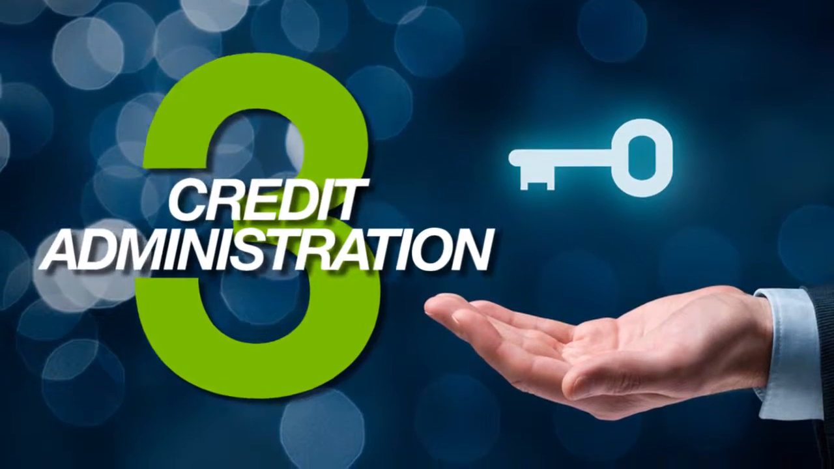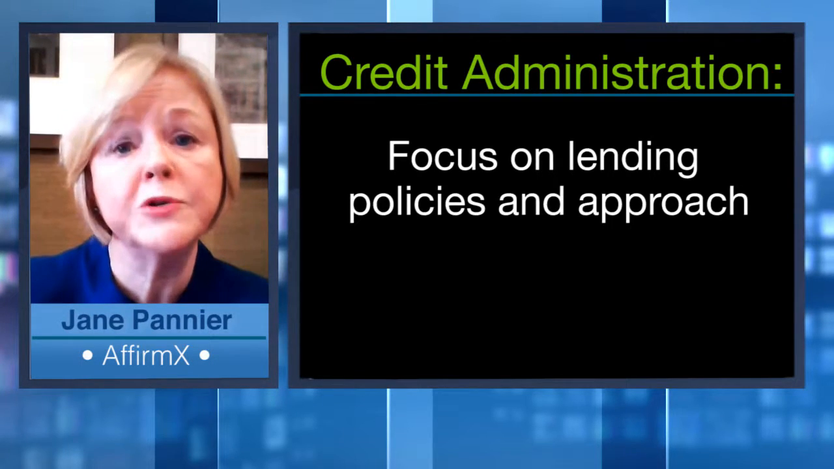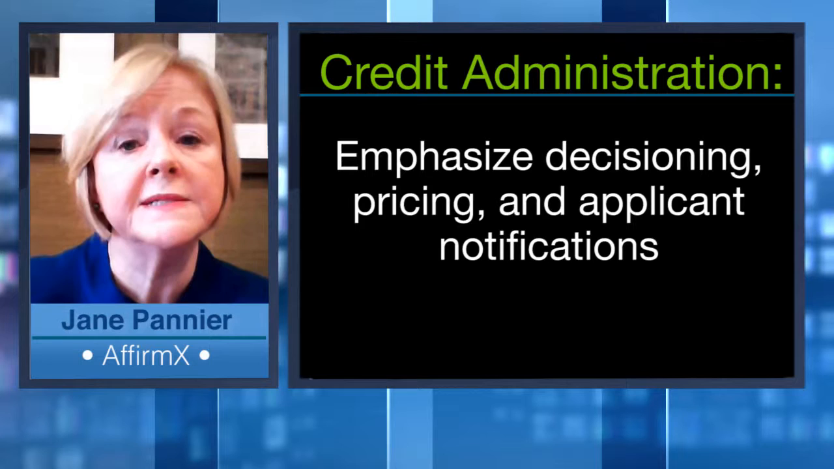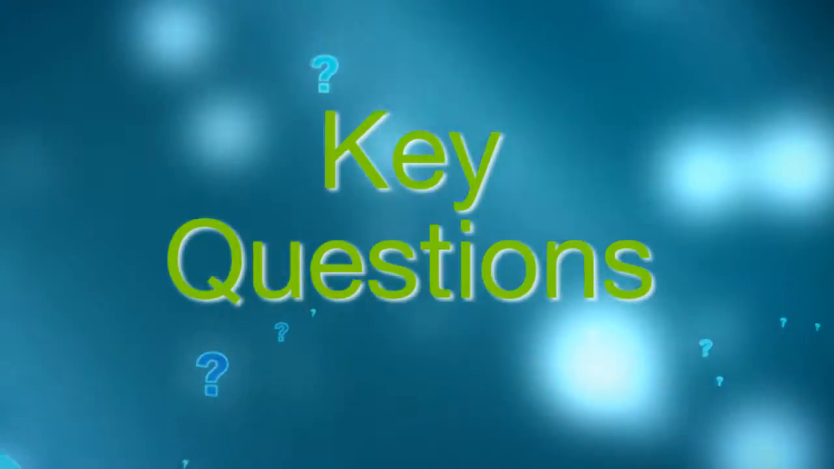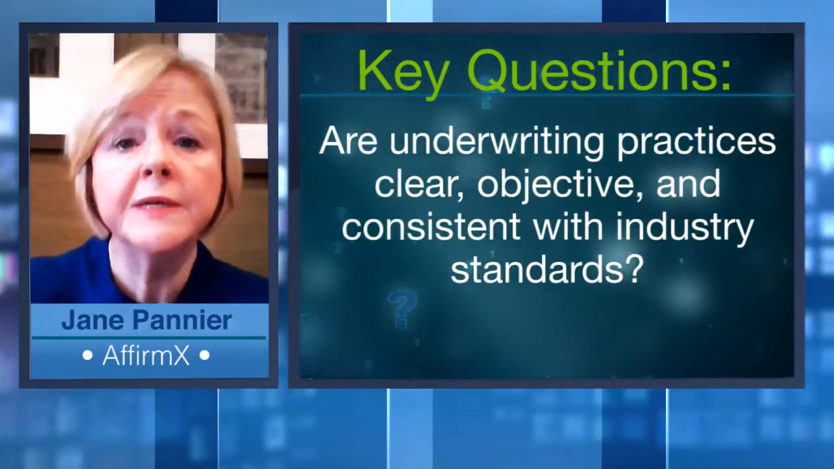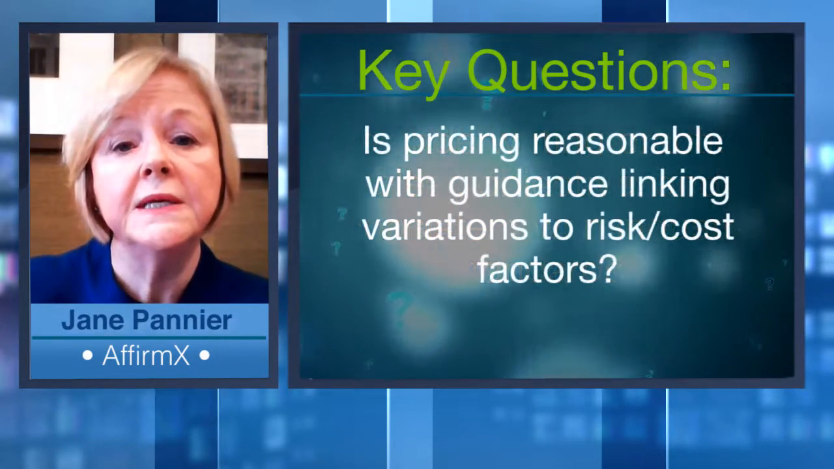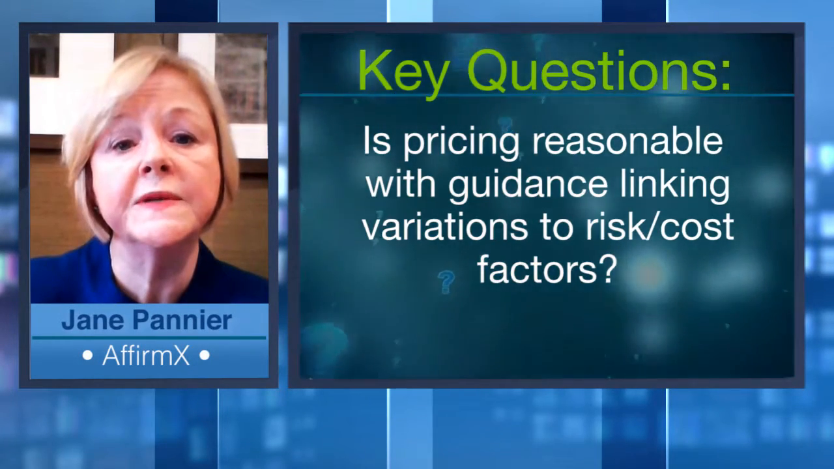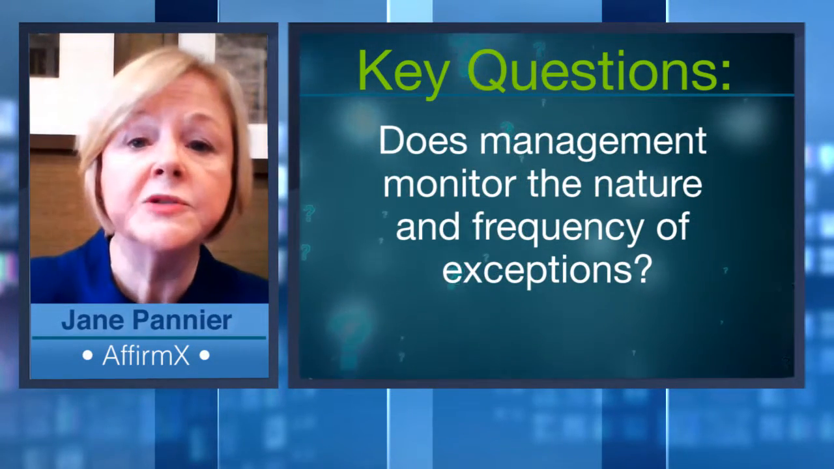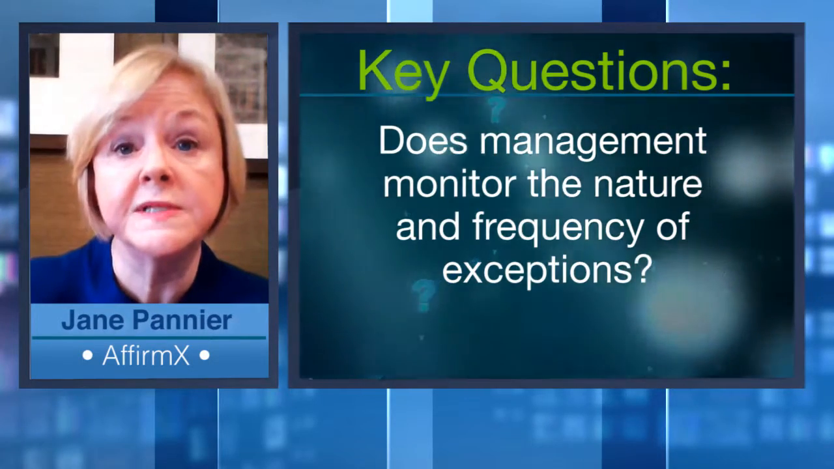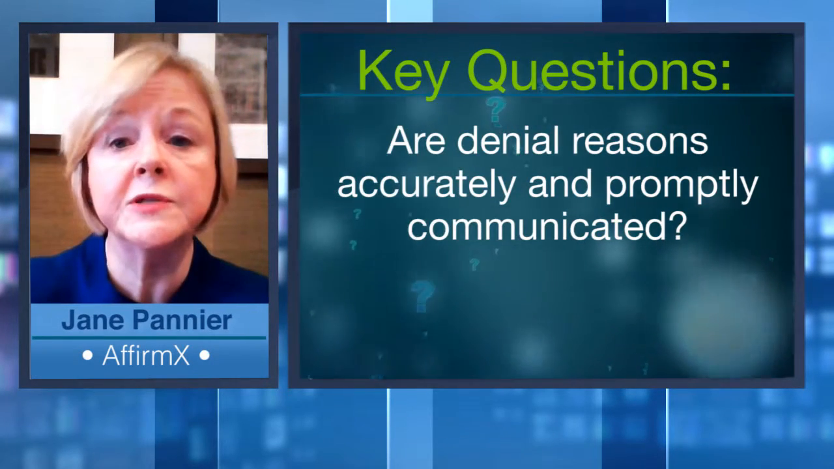The third key area is credit administration. This section should focus on your institution's policies and approach to lending, with emphasis on credit decisioning, pricing, and applicant notifications. Some questions to ask during this review include the following. Are underwriting practices clear, objective, and generally consistent with industry standards? Is pricing within reasonably confined ranges with guidance linking variations to risk and/or cost factors? Does management monitor the nature and frequency of any exceptions to its standards? Are denial reasons accurately and promptly communicated to applicants whose loans are denied?